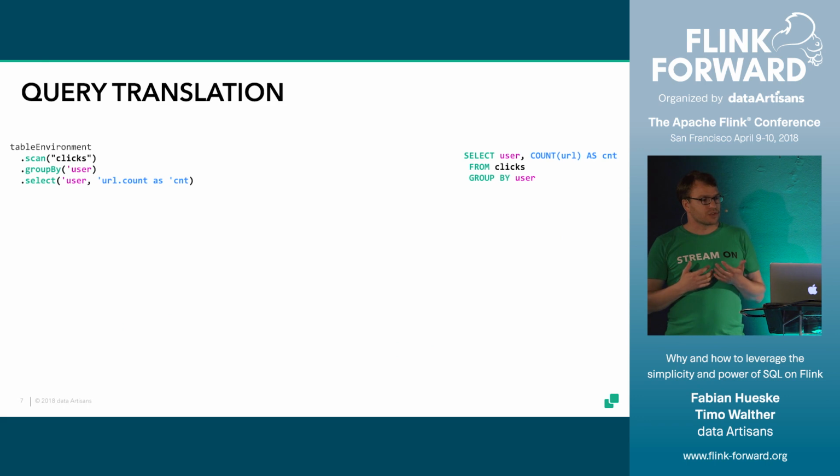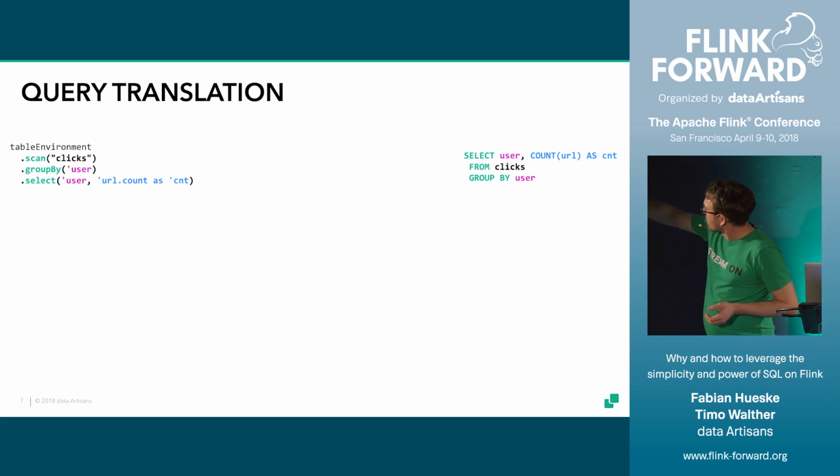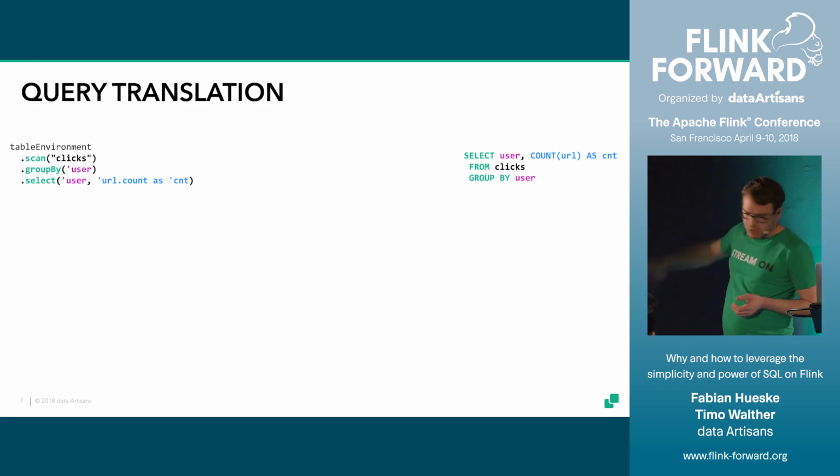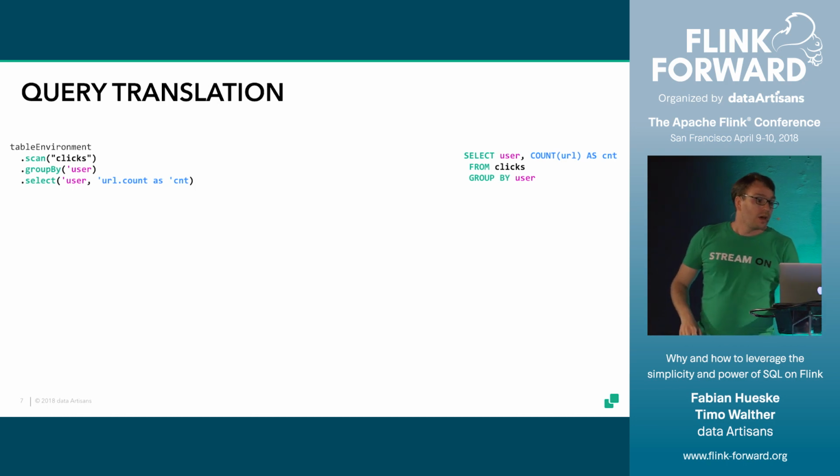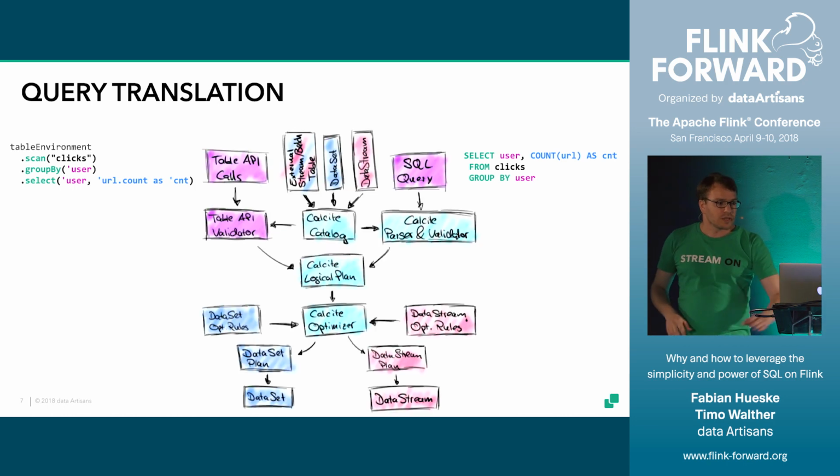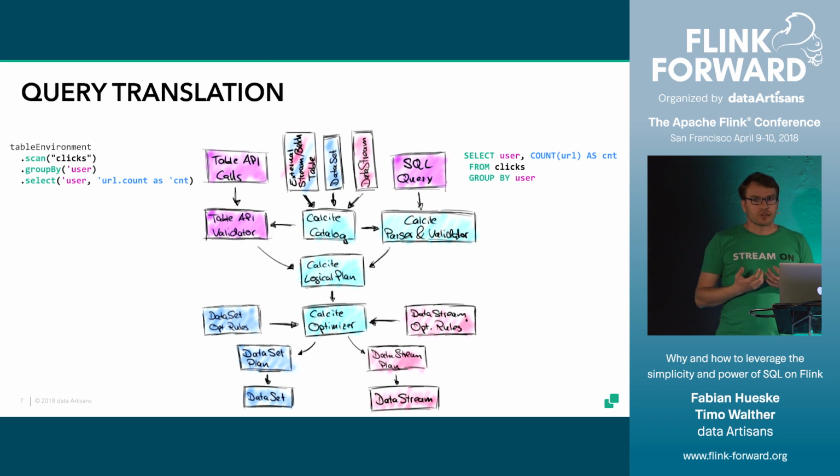How are such queries translated? We have the Table API on the upper left and the SQL query on the upper right, and what we are using in Flink is that we build everything on top of Apache Calcite.